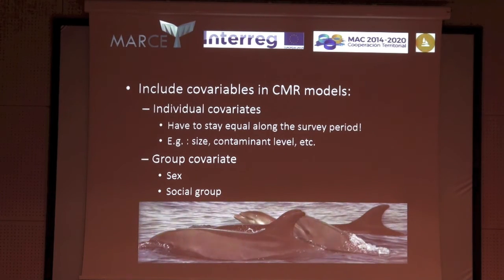You can also have group covariates, to look at survival rate differences between sexes, so if males or females tend to have different survival rates. Most of the time females tend to live longer, so to have higher survival rate. Or by social groups, so this can also be interesting to look at different social groups, how they will survive over time, and if there are differences between them.